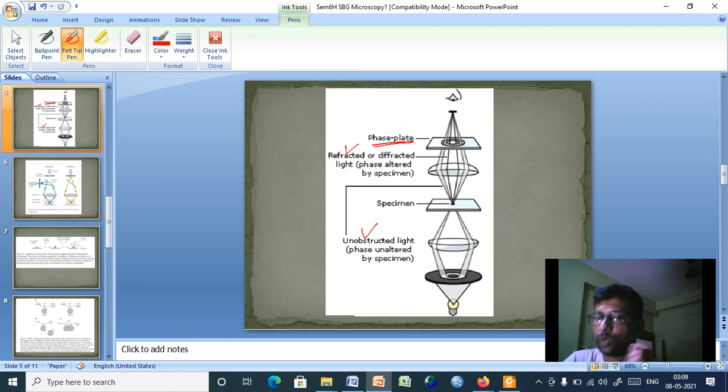Similar type of microscopy is known as differential interference contrast microscopy. They also can easily reveal the nature of a live specimen.